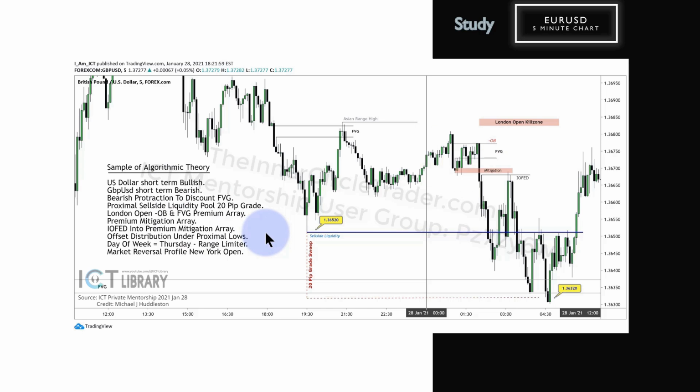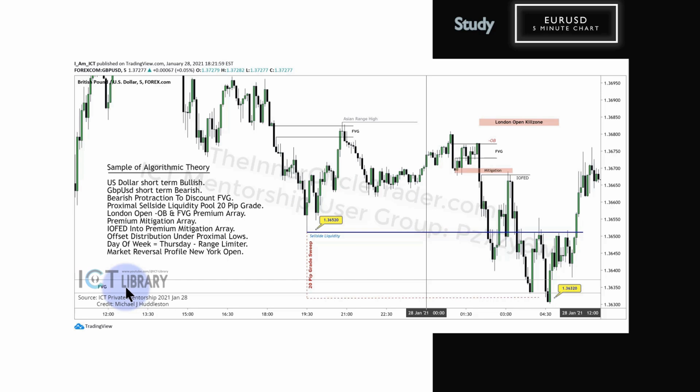So as a sample of algorithmic theory, the short-term premise or narrative was US dollar short-term bullish, pound dollar short-term bearish, bearish protraction to discount fair value gap. In other words, we're looking for it to trade down here. So IPDA will want to trade to this level. Proximal sell side liquidity pool, 20 pip grade. That means near term sell side liquidity pool, while it's up in here, near term is here. So the closest liquidity pool for sell side is here. And 20 pips down converges with the fair value gap that I've already outlined and pointed to last night.